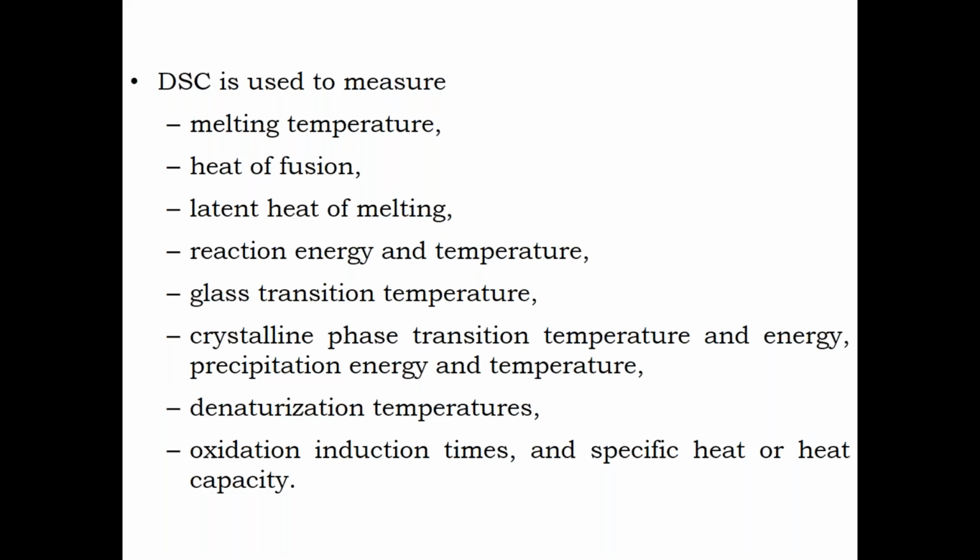So it helps in measuring the melting point. Of course, you must have done it in the laboratory by the capillary tube method, where we determine the melting point of the API, which is solid in nature, correct? That is the fusion method. You heat it at a higher temperature, note down the temperature at which it melts, and note it as the melting point. The same melting point can be determined by another technique called DSC. So this DSC helps us to detect the melting point of any substance, and heat of fusion, latent heat of melting, reaction energy and temperature, glass transition temperature.